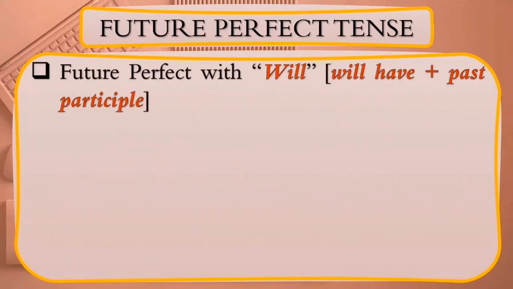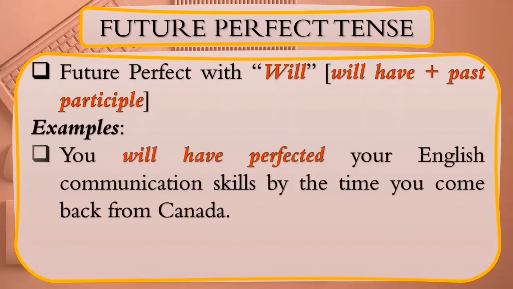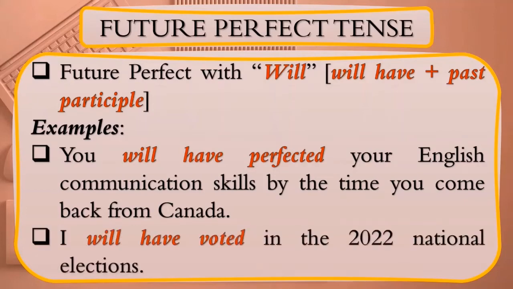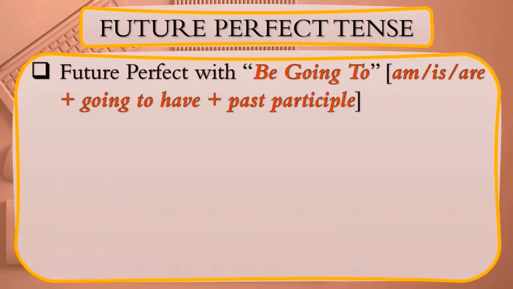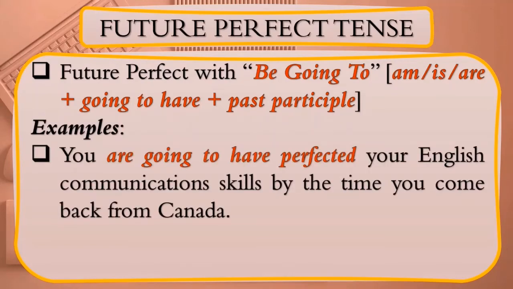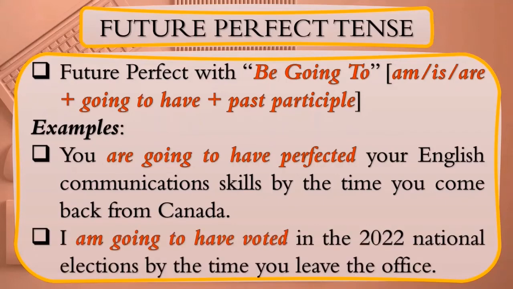The future perfect with will have plus past participle. Examples: You will have perfected your English communication skills by the time you come back from Canada. I will have voted in the 2022 national elections. The future perfect with am, is, are plus going to have plus past participle. Examples: You're going to have perfected your English communication skills by the time you come back from Canada. I'm going to have voted in the 2022 national elections by the time you leave the office.